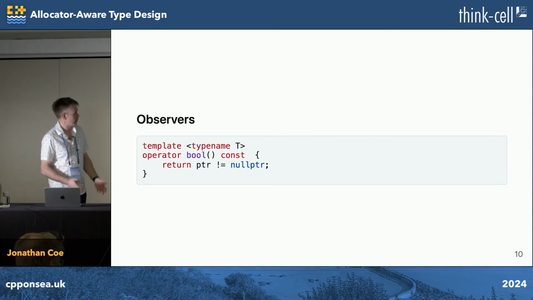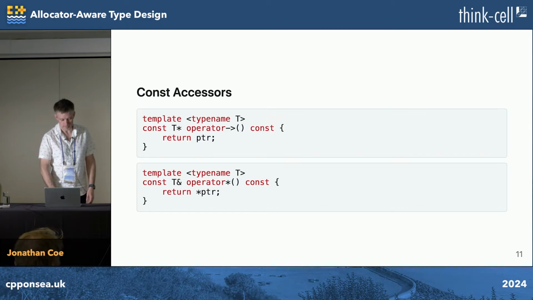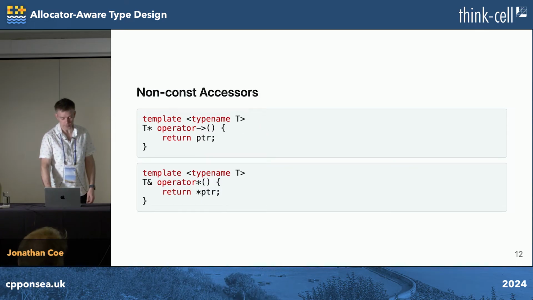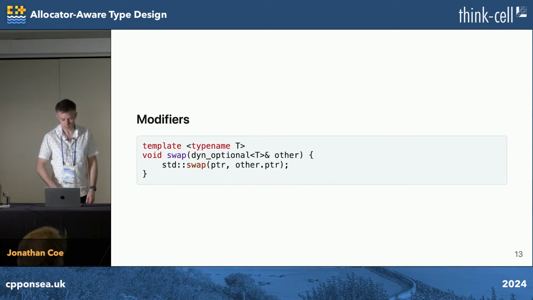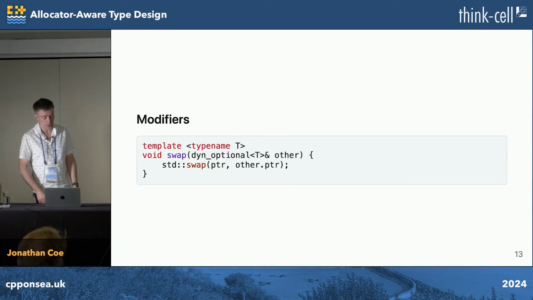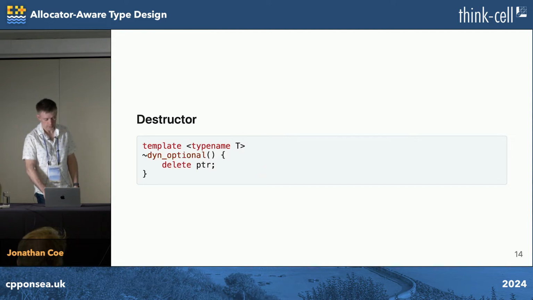Operator bool, perhaps as expected by everyone in the audience, you just check the pointer's non-null, nothing to it. And we have our accessors, which just return the pointer or the dereferenced pointer. And then non-const accessors will do the same, but with the const gone. We have member swap, which is called swap on the two pointers. Not much going on there. And the destructor, which will delete the pointer.